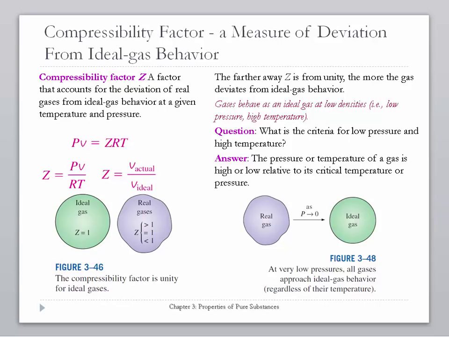So now, how do we determine if something is high or low pressure or temperature? That is simply given by the critical temperature and the critical pressure for your particular gas. Now, if you recall from the beginning of chapter 3, the critical point is defined as the point at which the saturated liquid simply converts to the saturated vapor 100% without going through a saturated mixture process.